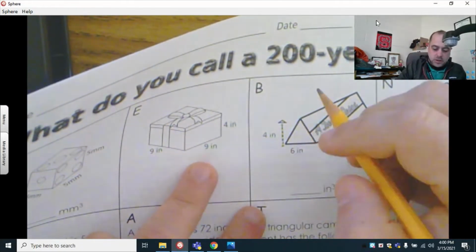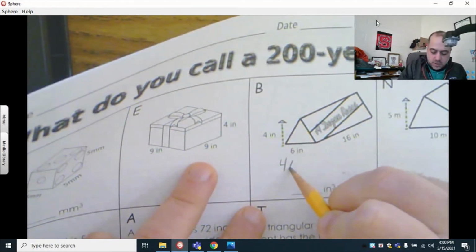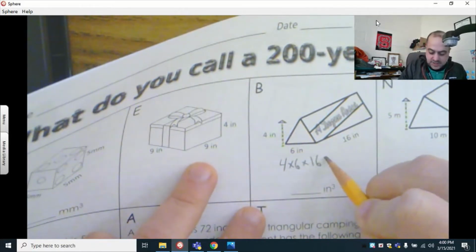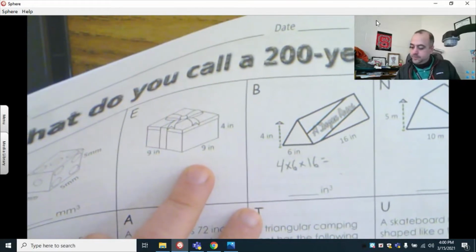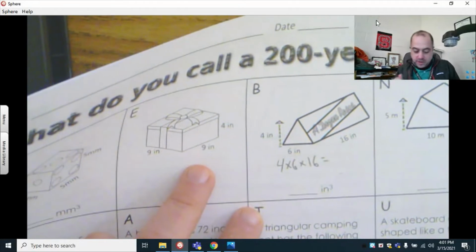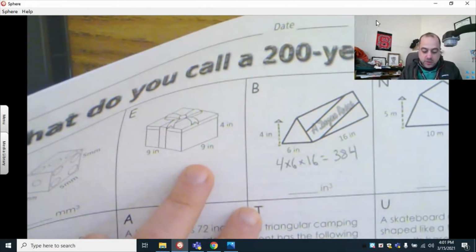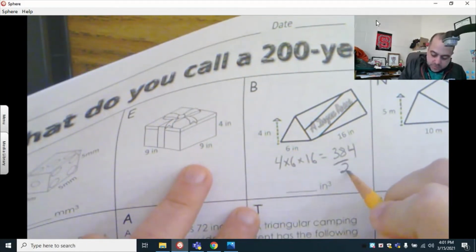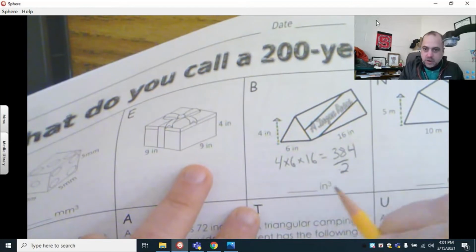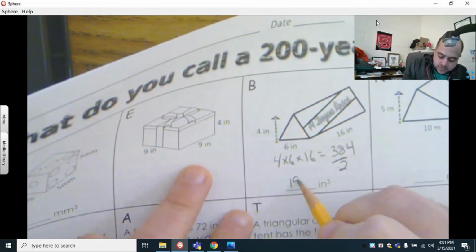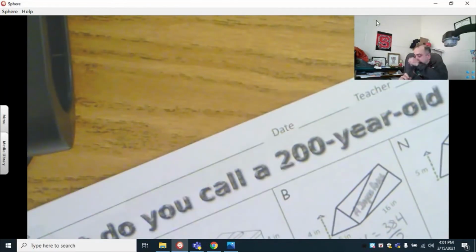Check this out. 4 times 6 times 16 is 384. But remember, we're only doing half of this. So we're going to divide it by 2. 384 divided by 2 is 192. And that's the answer. Okay?